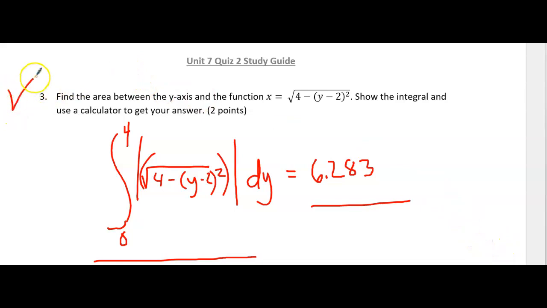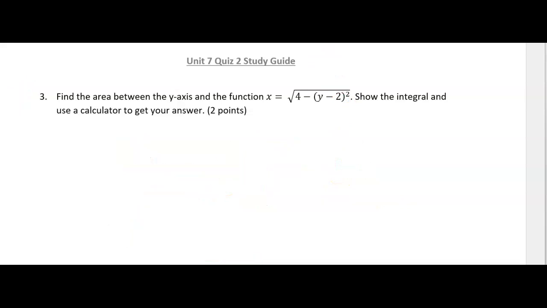So the little twist on this guy is that you have to remember, okay, we're integrating with respect to y, so this is how you'll set it up. But on your calculator, you're just going to treat all the y's like they're x's, just so our calculator's happy. Right? Let's go on and move to another problem.